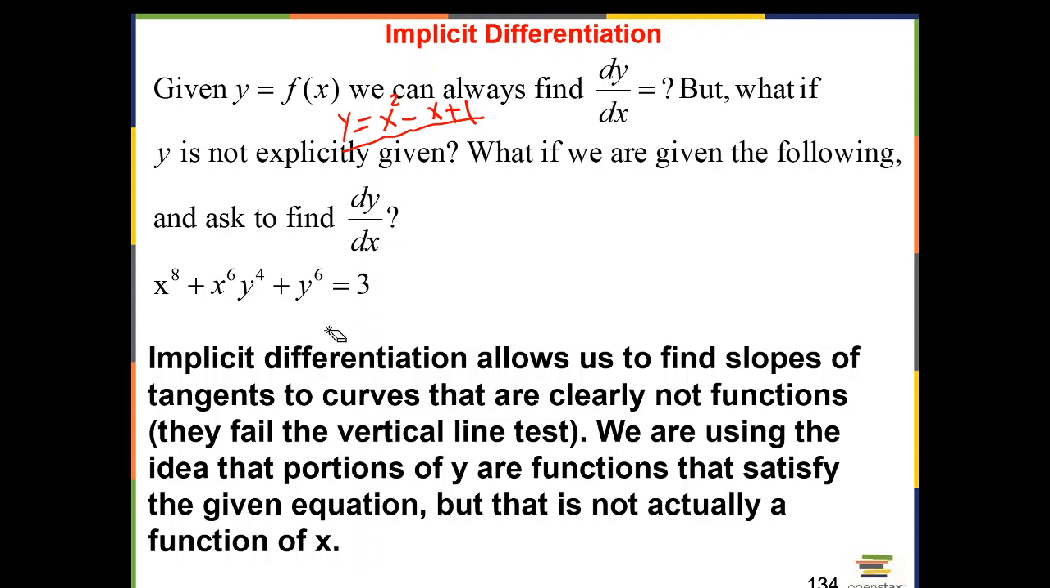But we are interested in knowing the rate of y with respect to x, right? And that requires a different type of differentiation, and that's implicit differentiation. That means without really breaking down into many functions in terms of y, can we find dy/dx? And the answer is yes. So implicit differentiation allows us to find the slopes of tangents to curves that are clearly not functions. They fail the vertical line test. If you graph this, you see that it is not a function.